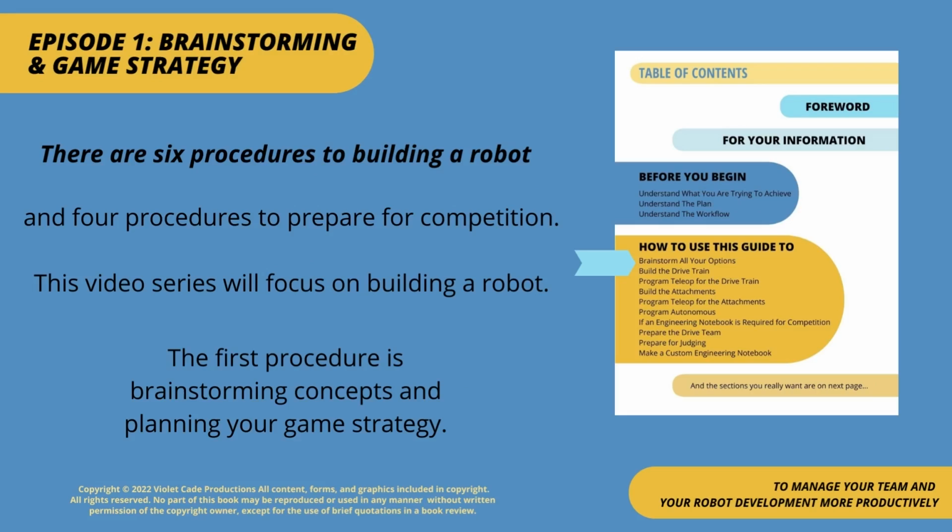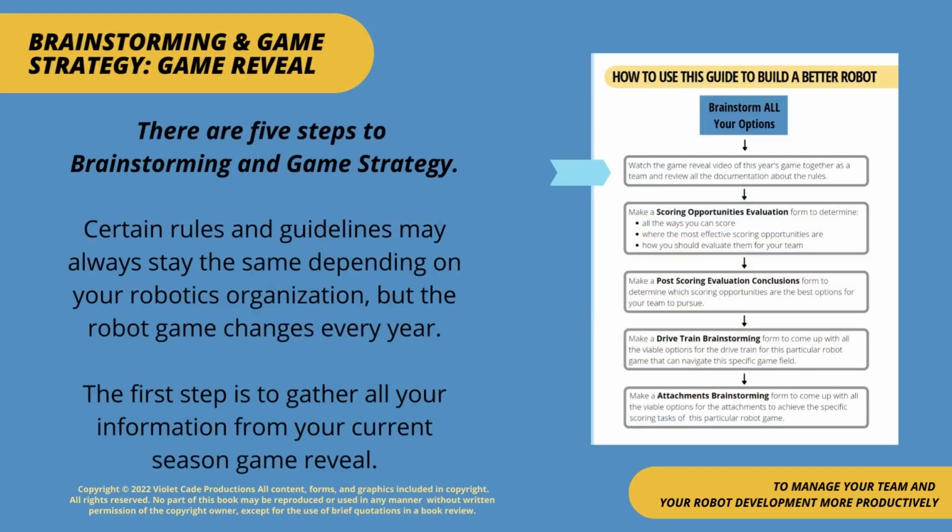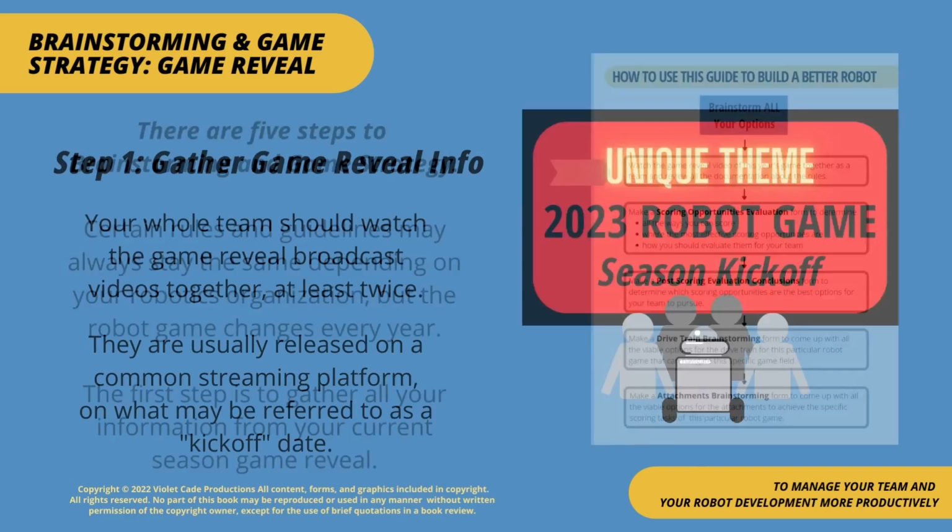There are 6 procedures to building a robot, and 4 procedures to prepare for competition. This video series will focus on building a robot. The first procedure is brainstorming concepts and planning your game strategy. There are 5 steps to brainstorming and game strategy. Certain rules and guidelines may always stay the same depending on your robotics organization, but the robot game changes every year. The first step is to gather all your information from your current season game reveal.